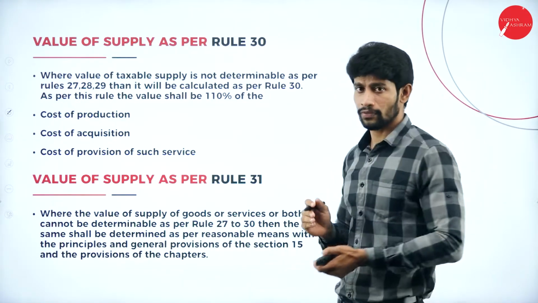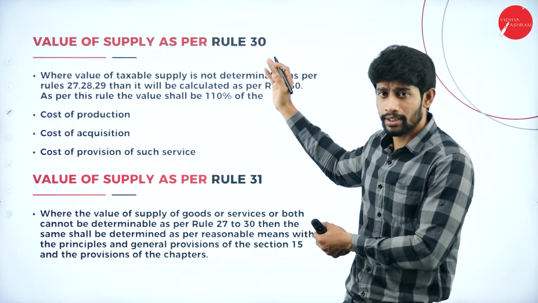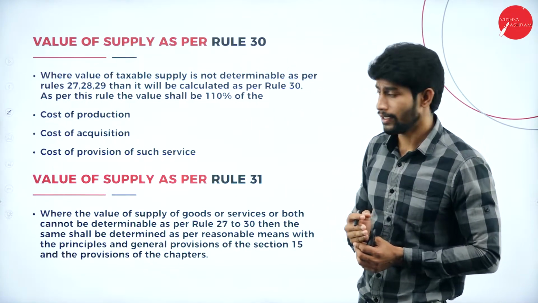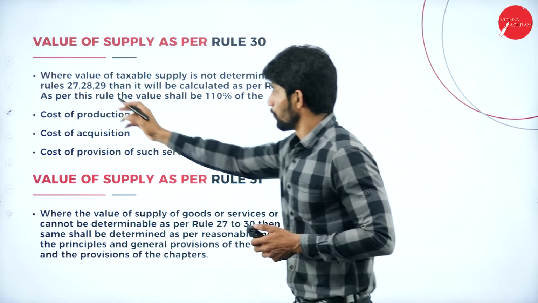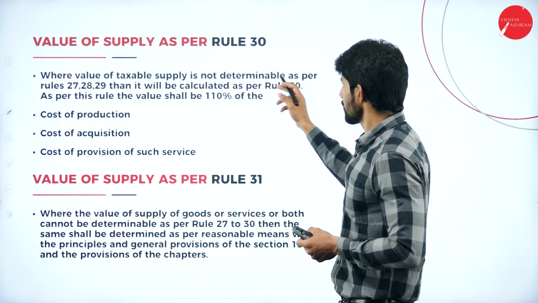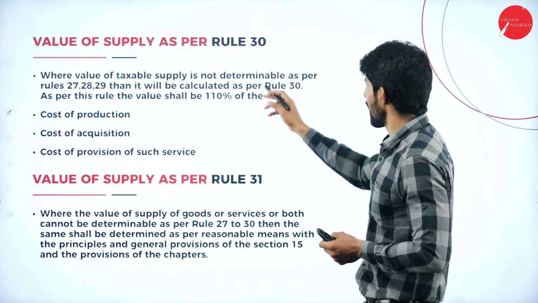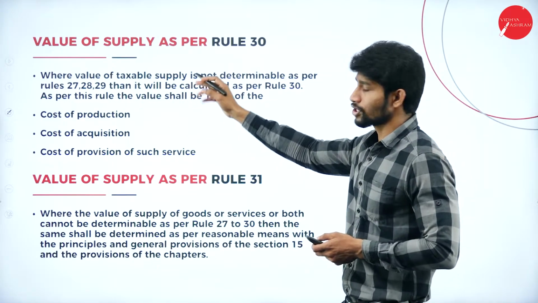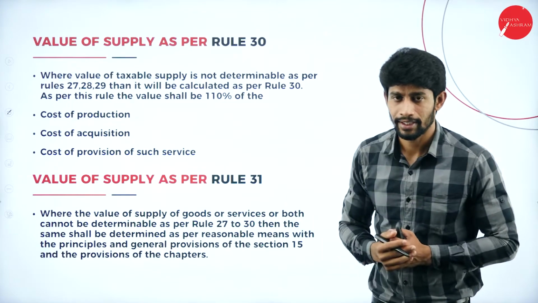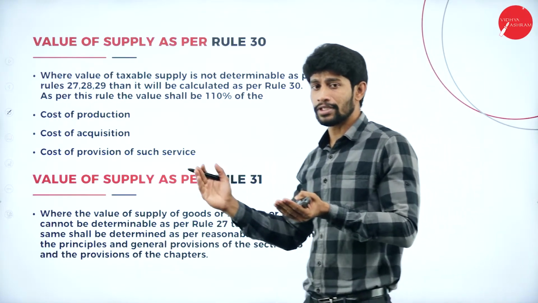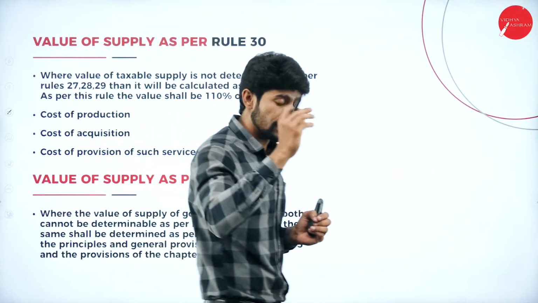Yes, in rule number 28 and rule number 29 also we find rule number 30 and 31. So, what is this rule number 30 then? Rule number 30 says, where the value of taxable supply is not determinable as per rule 27, 28 and 29, then it will be calculated as per rule number 30. If it is not possible to determine the value of supply as per rule 27, 28 and 29, then rule number 30 is applicable.